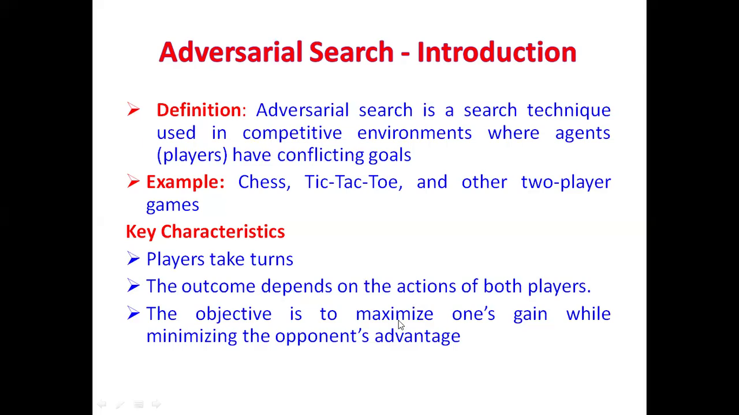Unlike single-agent problems where an optimal solution is found independently, adversarial search requires considering the opponent's strategy and response. The primary objective of adversarial search is to maximize one's gain while minimizing the opponent's advantage. This means that players must focus not only on improving their position but also on restricting the opponent's opportunities, leading to a more competitive and strategic decision process.